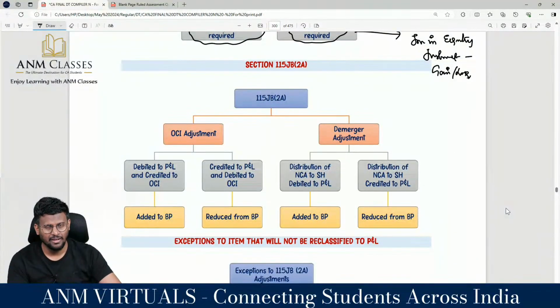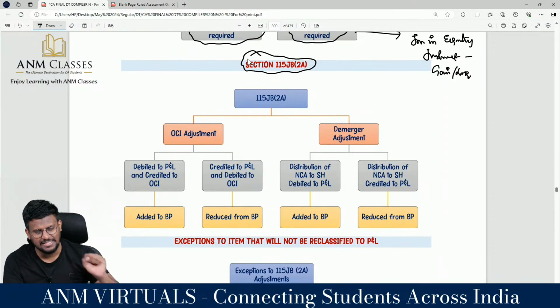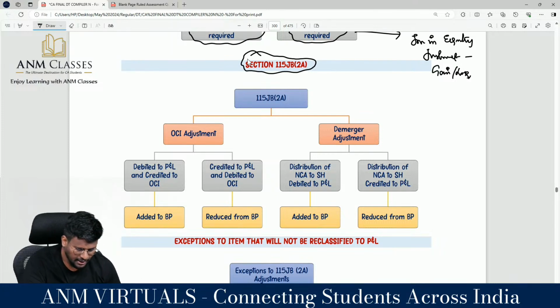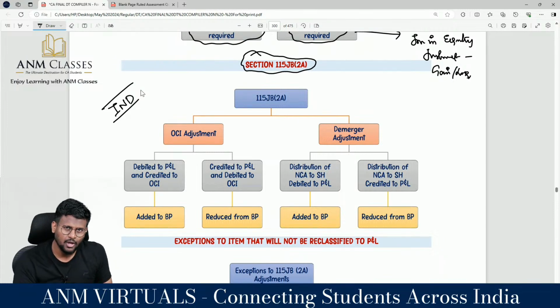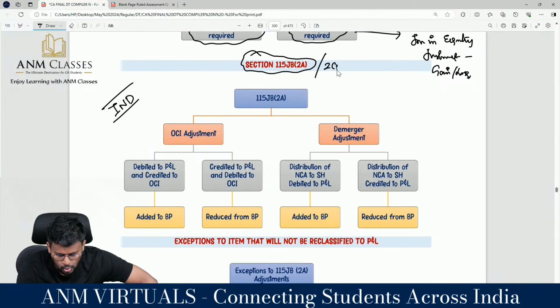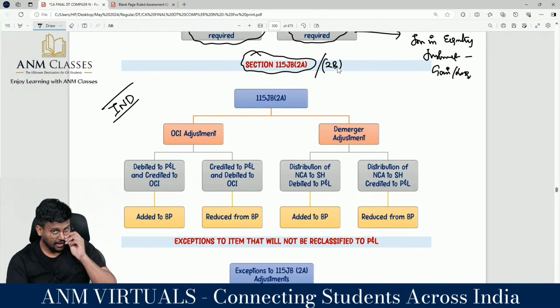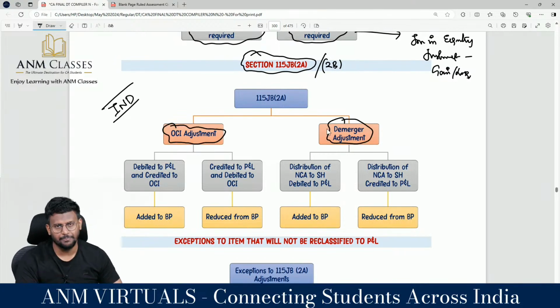Brilliant, sir. So what 115JB subsection 2A and 2B is saying: three sections are there because it is Ind AS MAT. 115JB subsection 2A, 2B and 2C. 2A and 2B are saying that there are two adjustments. Number one, OCI adjustment and demerger adjustment.